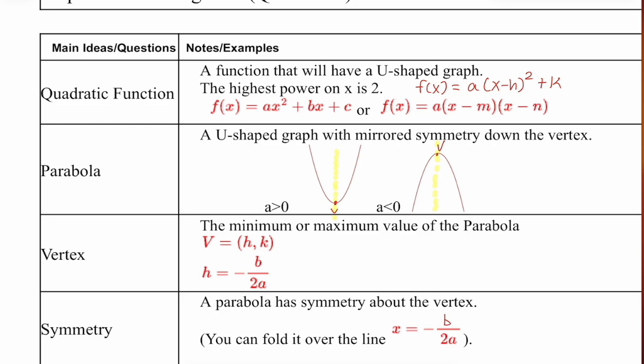Because of the fact that our symmetry goes through the vertex, we can also say that the parabola has symmetry about the vertex. You can fold it over the line x equals that vertex number, that negative b over 2a. You're going to see that negative b over 2a happen again and again. Okay? So all of those pieces of information are going to be super important as we go through this process.